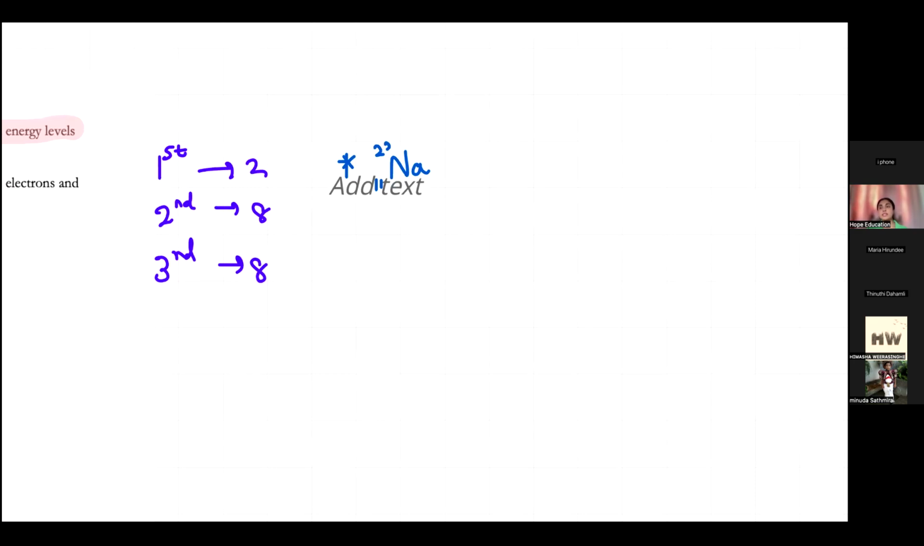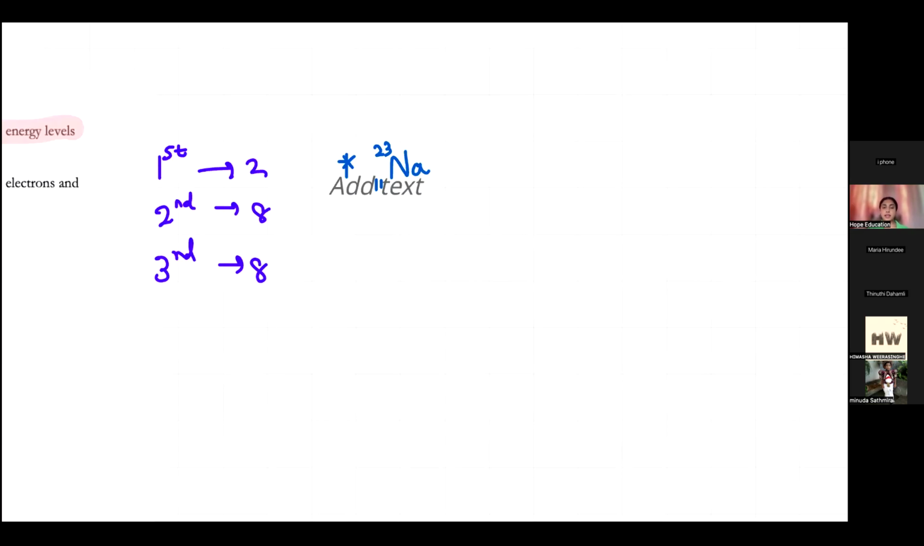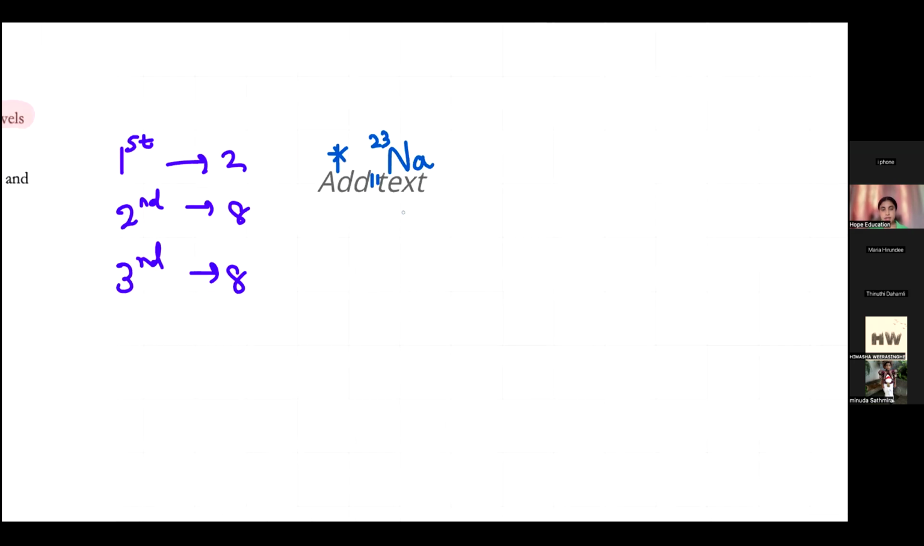Now what is the atomic number of sodium? From the standard way you can say. What is the atomic number of sodium, looking at this standard way? Okay, others? 11. Why? The bottom left corner is the atomic number. So this is 11. That means the atomic number is 11.